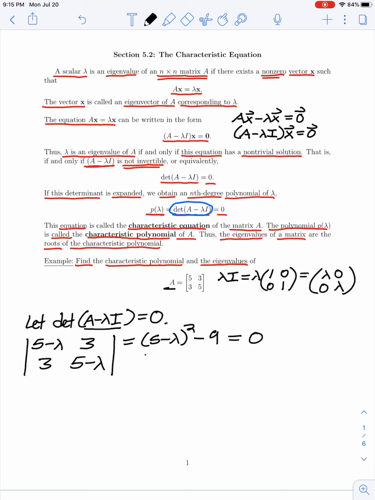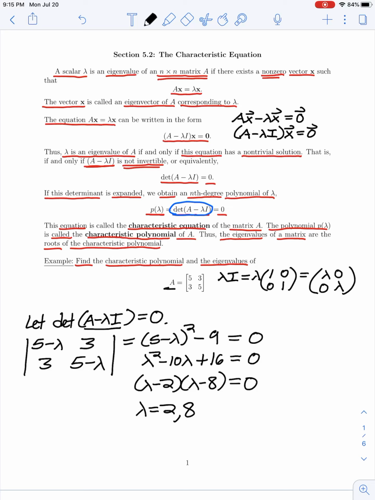So expanding, we would have lambda squared minus 10 lambda plus 25, and then minus 9 leaves me with a positive 16 is equal to 0. And this quadratic can now be factored as lambda minus 2 times lambda minus 8 is equal to 0. So our eigenvalues are 2 and 8. So this characteristic equation allows us to find the eigenvalues of a square matrix algebraically.